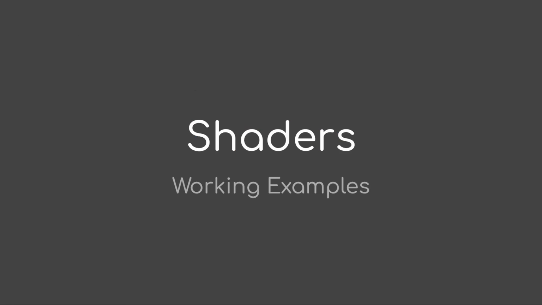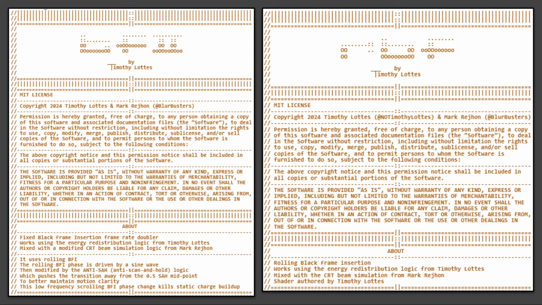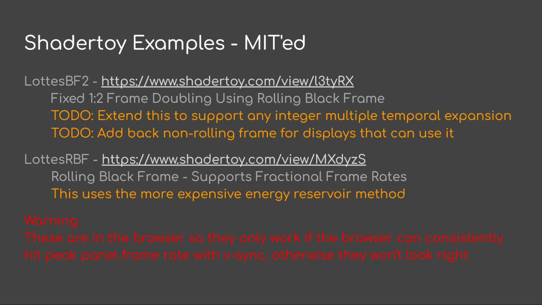All right, so let's talk about some working examples. On the left-hand side, you have BF2. BF2 is a black frame insertion. It's just a fixed frame rate doubler as of today. And then on the other side, we have RBF, or rolling black frame, which can do anything from fixed to fractional. These Shadertoy examples are MIT'd, meaning you can use them.